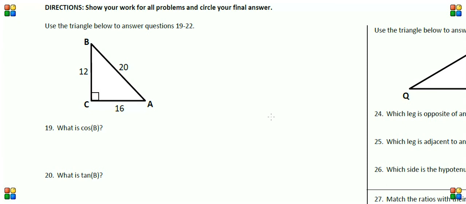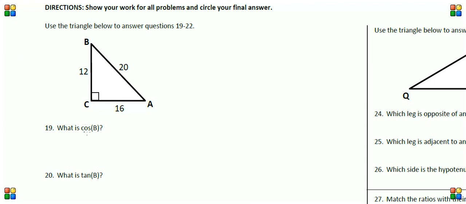We are now on question numbers 19, 20, 21, and 22 on our review sheet. All of these questions are referencing the same triangle, which is right here. You can see that our vertices are labeled and the lengths of our sides are labeled. And the question for number 19 is, what is cosine of angle B?